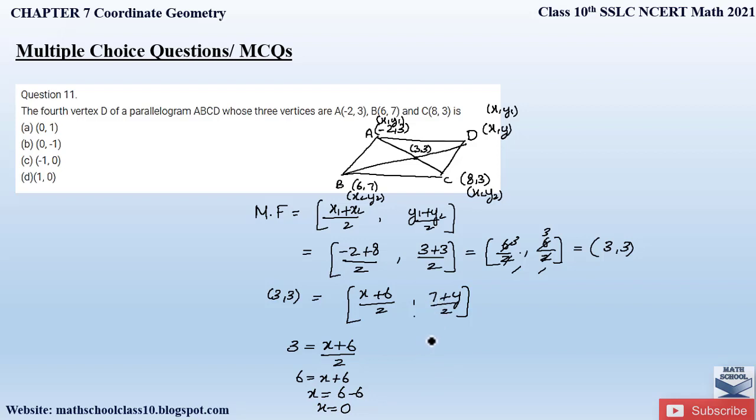Similarly, let us equate the y coordinate now. That is 3 is equal to (7 plus y) by 2. So 3 2s are 6 is equal to 7 plus y, or y is equal to 6 minus 7, or y is equal to minus 1. So the coordinates here, the x coordinate we got 0 and y as minus 1. So our correct answer is option B. So our coordinate of D will be (0, minus 1), right? So in this manner, we will find out one of the coordinates of the parallelogram.